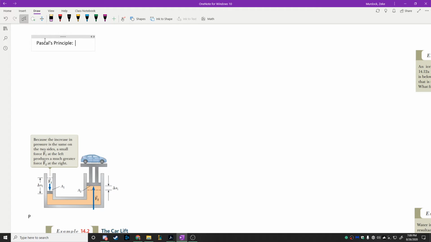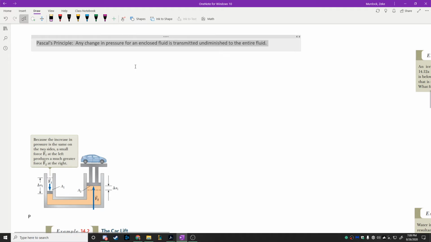Pascal's Principle states that any change in pressure for an enclosed fluid is transmitted undiminished to the entire fluid. Undiminished. Okay, so what does that mean?